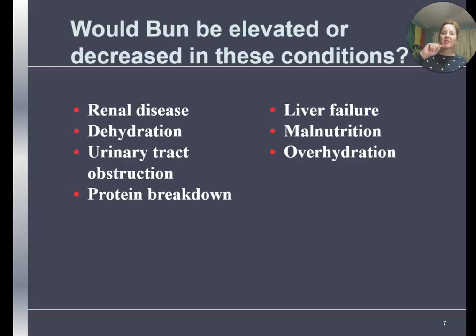Malnutrition, you're going to see it go down because you're not eating all that protein. So your BUN will go down. And then overhydration, you're diluting the whole system, so it's going to go down. It's not necessarily a down for real. It just means that there's a lot of water in the system. Okay, and we can make sure you understand what those are so that you can ask me questions and get clarification.